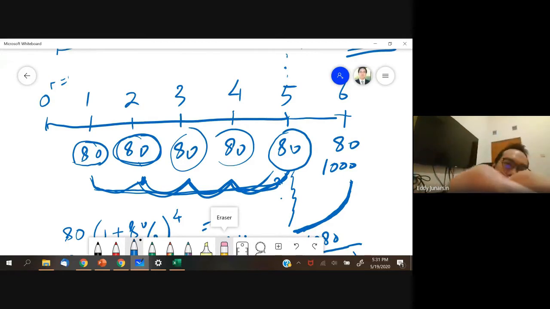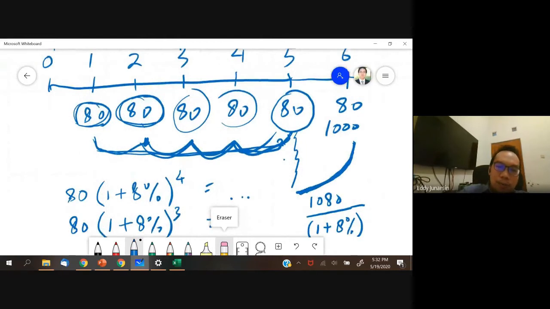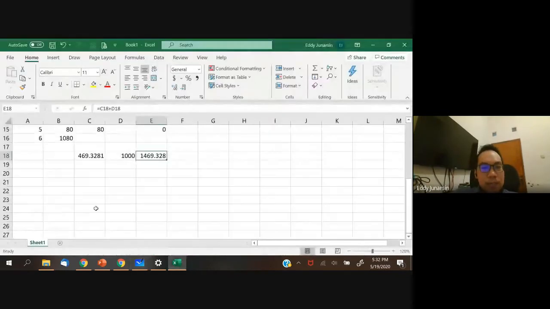But what if the market rate changes to 9%? So the market rate has increased from 8 to 9%. Remember, the coupon rate cannot change, right? So the coupon payment and the redemption value will remain the same because the coupon rate cannot change anymore. So what is it now? This is not 8% anymore, but all have become 9%, right? The market rate has become 9%. And also this one, and 9%. Okay, so let's do it in Excel.